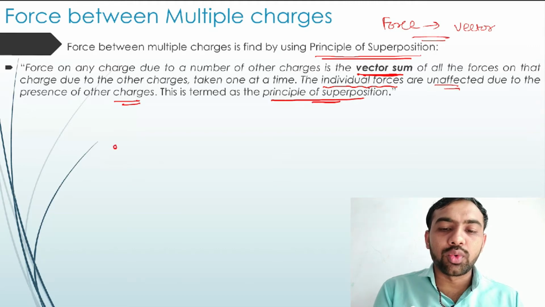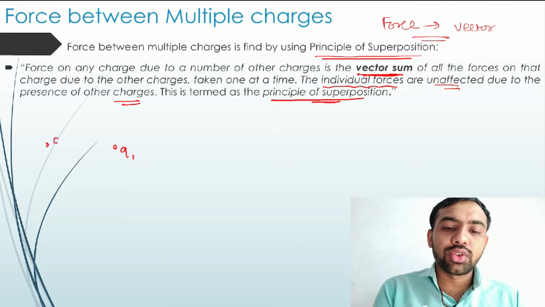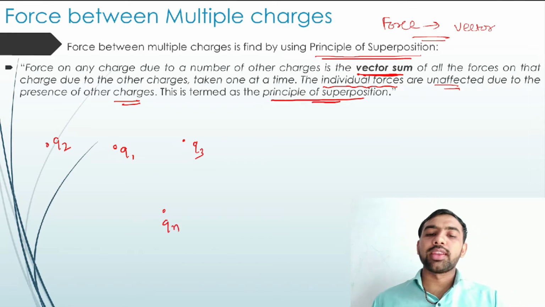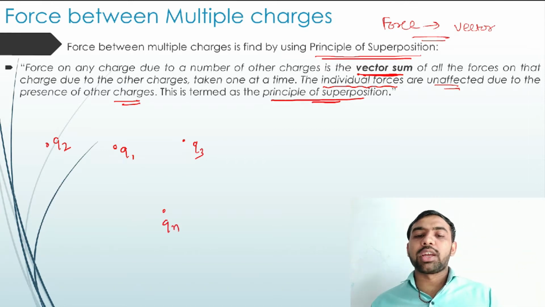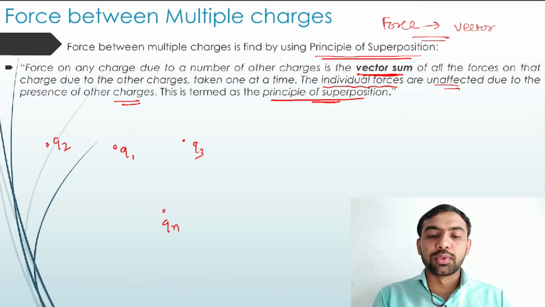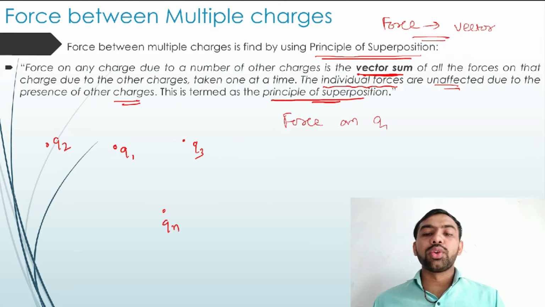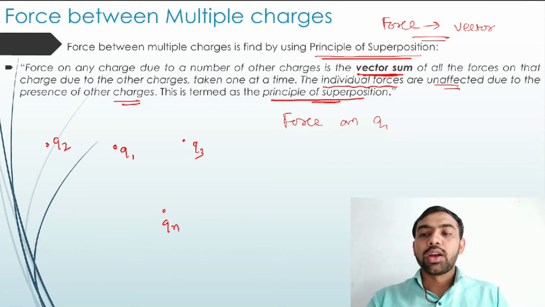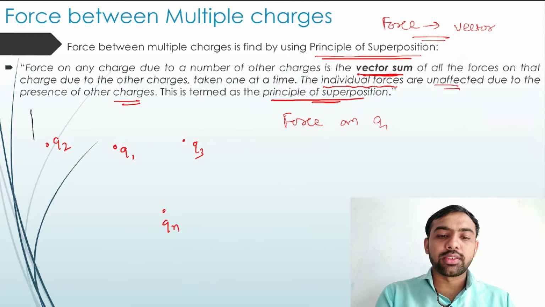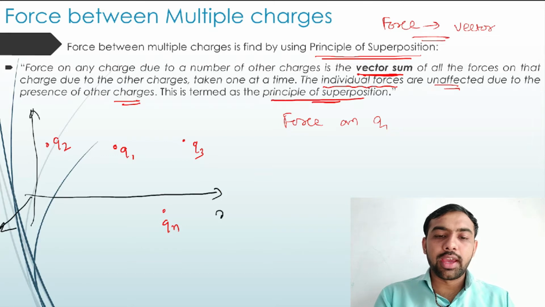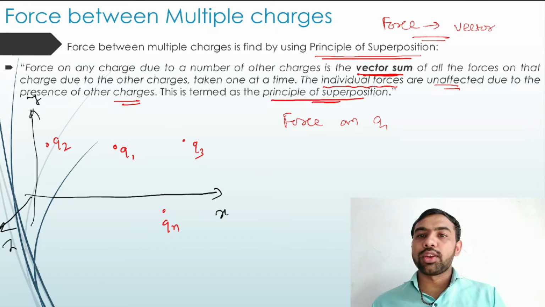Suppose here some charge q1 is present, here some charge q2 is present, here some charge q3 is present, similarly here suppose qn is present. This type of number of charges are present, q1 to qn. So we have to find the force on q1, that is, the force on q1 due to all the other charges q2, q3, q4 up to qn. For this purpose you just take a coordinate system, suppose x, y and z.